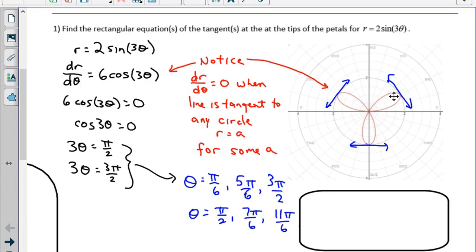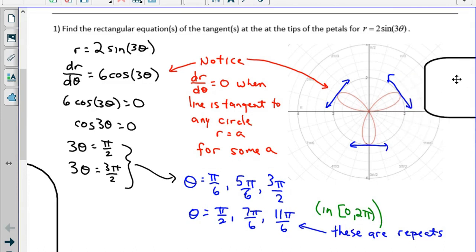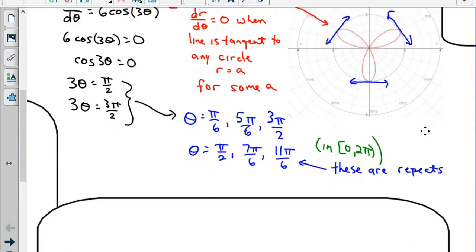However, when you look at the graph, pi over 6, 5 pi over 6, and 3 pi over 2 are actually the values that you see. Pi over 2, 7 pi over 6, and 11 pi over 6 aren't. If you're looking at 3 pi over 2, notice that it does hit it at pi over 2, but it's going in the negative direction. It would be r equals -2. So that's why we see it as 3 pi over 2. That's why we're going to use these 3 values and not these 3 values at the bottom. These 3 values at the bottom we're going to treat as repeats and we're not going to use them.